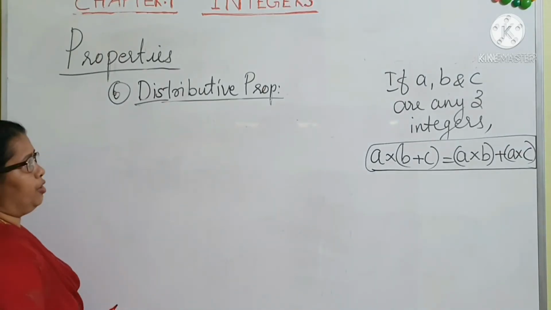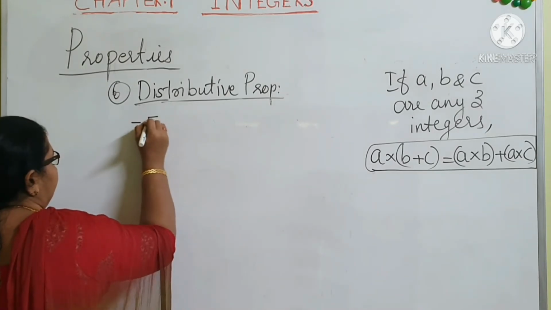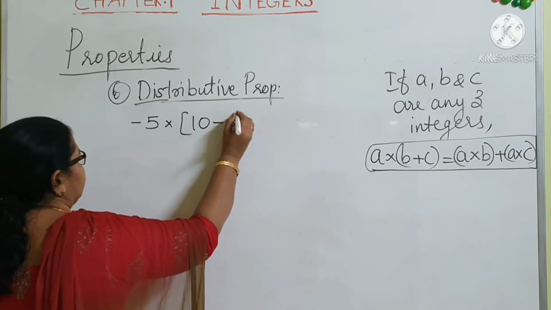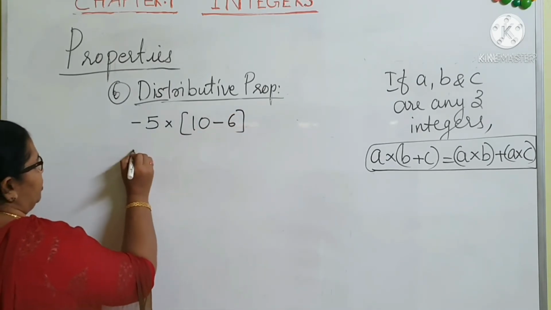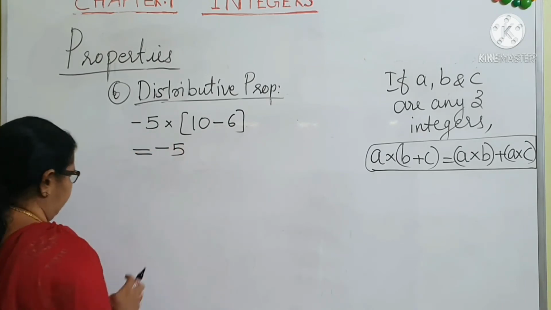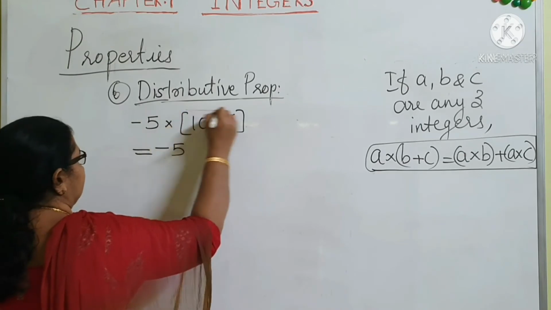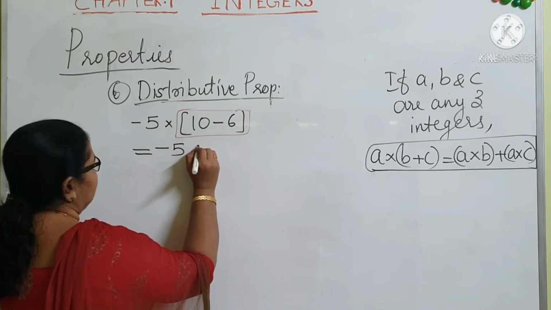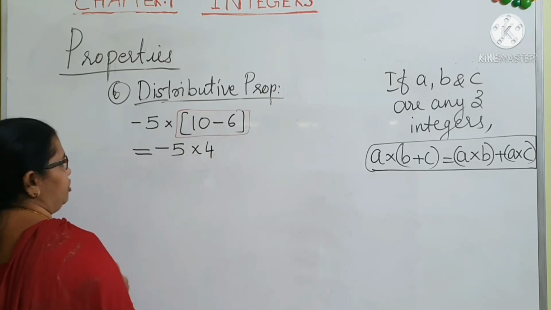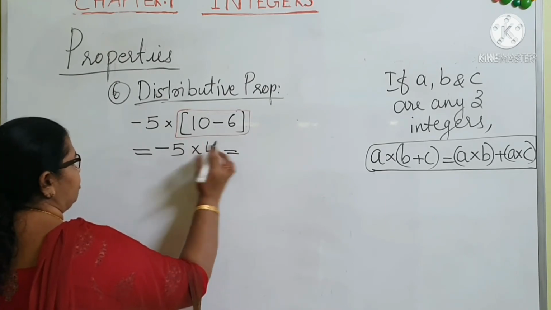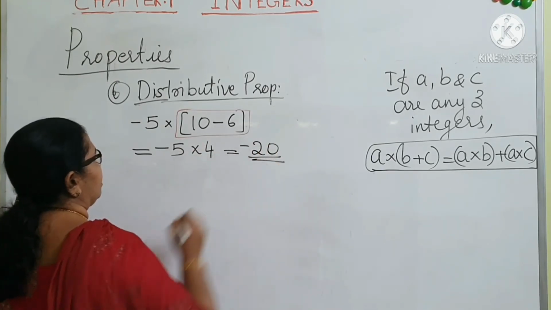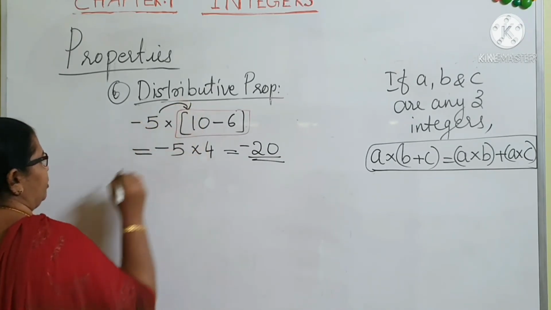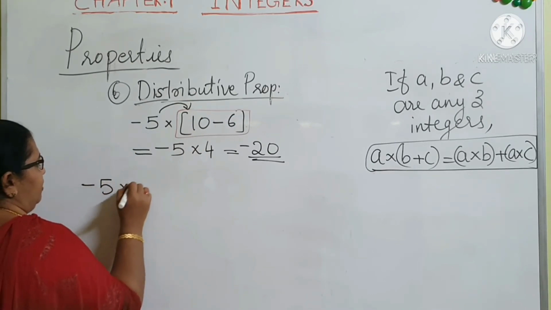Next, distributive property over subtraction. That is negative 5 into 10 minus 6. First do the operation in the bracket. 10 minus 6 is 4. So negative 5 into 4 is equal to, negative into positive is negative 20. So negative 5 into 10 minus 6 is negative 20. Then distribute negative 5 to both the integers in the bracket. Negative 5 into 10.